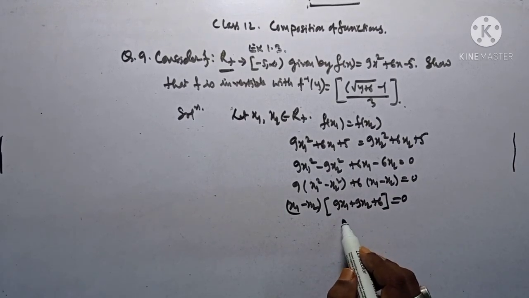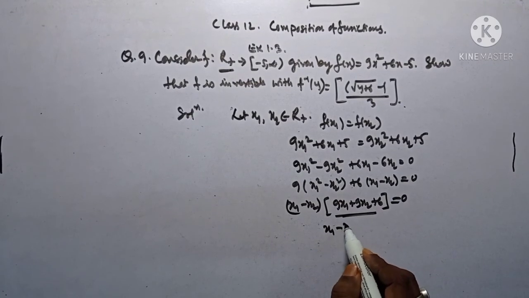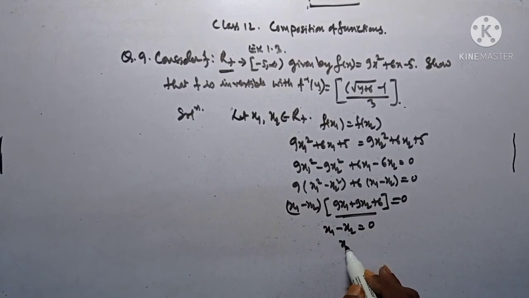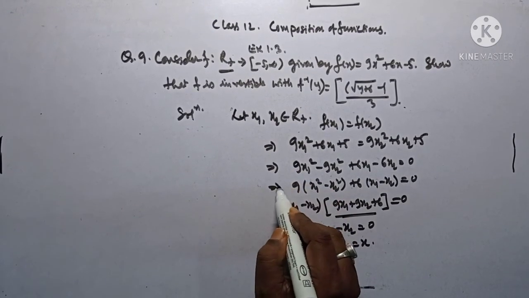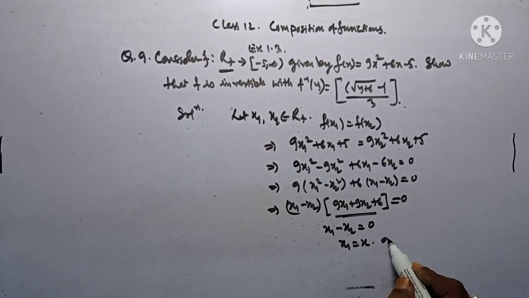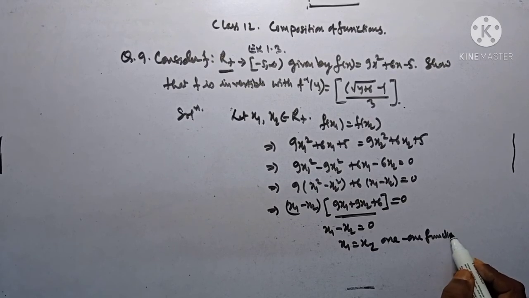So this part can never be 0. This is never 0, so x1 minus x2 is equal to 0. So x1 is equal to x2. So you can prove that this is a one-one function.